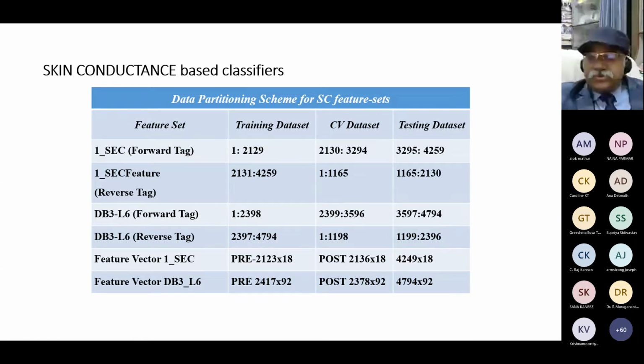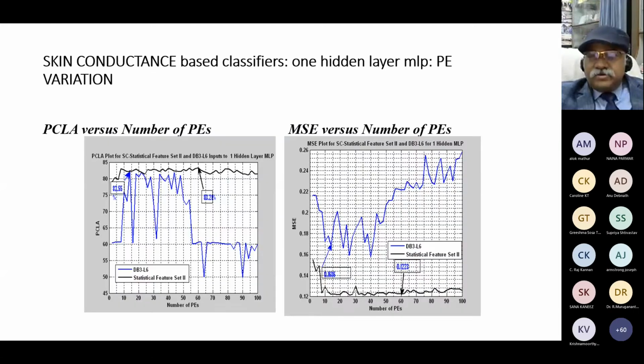Skin conductance based classifiers. You see the feature sets, so many for the skin conductance based classifier, with the data sets used, the details. Here 1 second forward tag, 1 second feature reverse tag, then DB3 L6 forward tag, reverse tag, all that. So these are some results shown with the skin conductance based classifier, one hidden layer MLP with processing element variation, or number of nodes variation, you can say. The nodes are varied from 0 to 100 one by one, and the performance, classification accuracy PCLA and the MSE, mean square error, are shown.